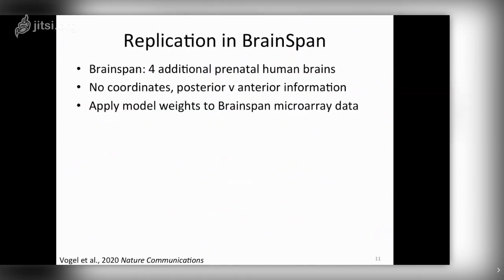So to ensure these results were not limited just to the Allen Brain Atlas, we took advantage of a subset of the BrainSpan dataset, which includes RNA-seq data from laser microdissected samples from the brains of 4 prenatal human donors. And there were no coordinates, but we could use the precise anatomical labels to differentiate samples dissected from the posterior versus the anterior hippocampus.